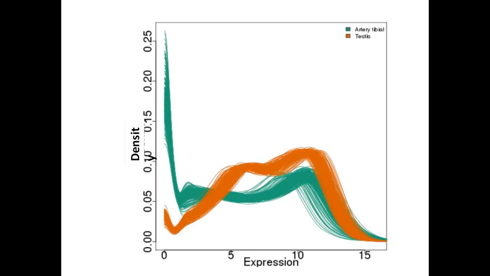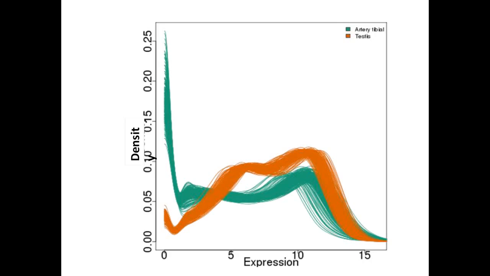Here is a close-up. Apologies for the mess up there. Here we're plotting the density. Here's the expression distribution for all the testes samples in the GTEx cohort and all the artery tibial samples. And you see once we zoom in, we see these distinctions, the distinct transcriptome distributional profile for each of the two tissues. We see it very distinctly, and also the variation.